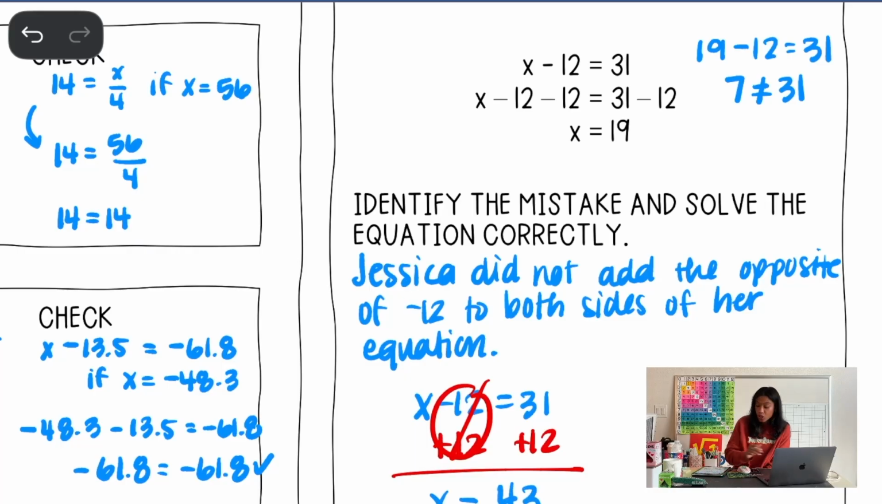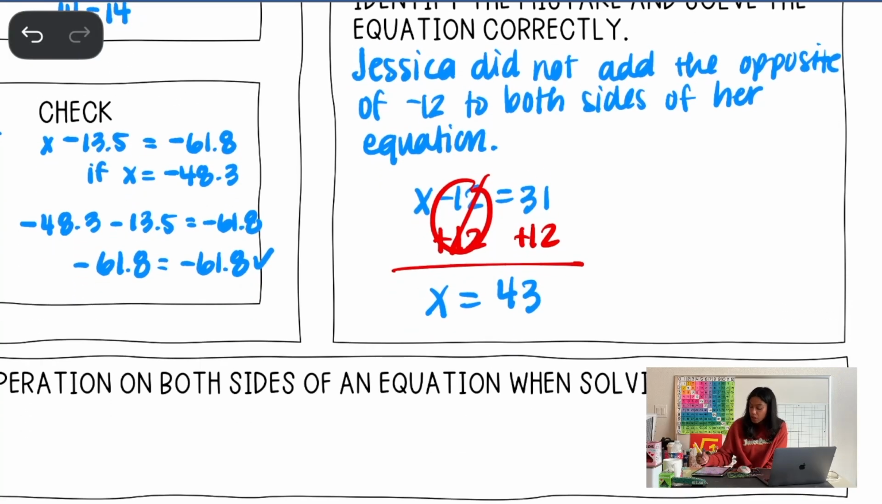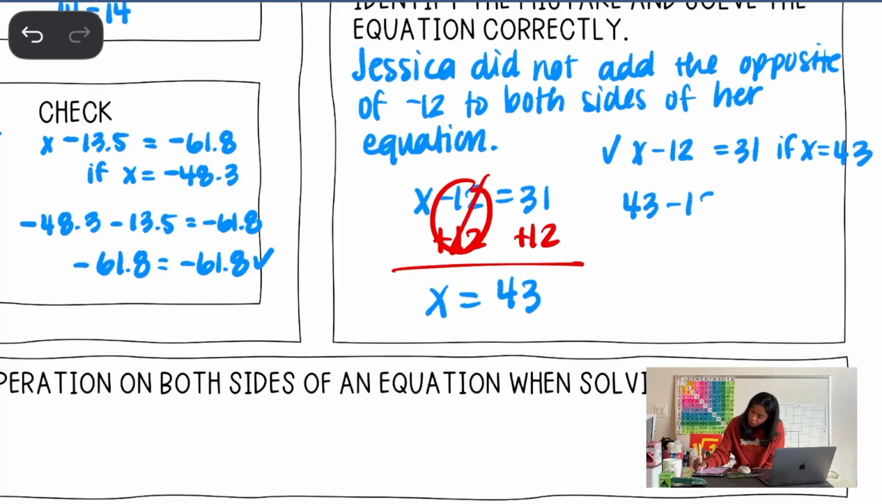Now, just to make sure that we did this right, I am going to go back and substitute, right? So if I want to check x minus 12 equals 31, if x equals 43, I put 43 minus 12 equals 31. This is 31 equals 31. Perfect. All right.